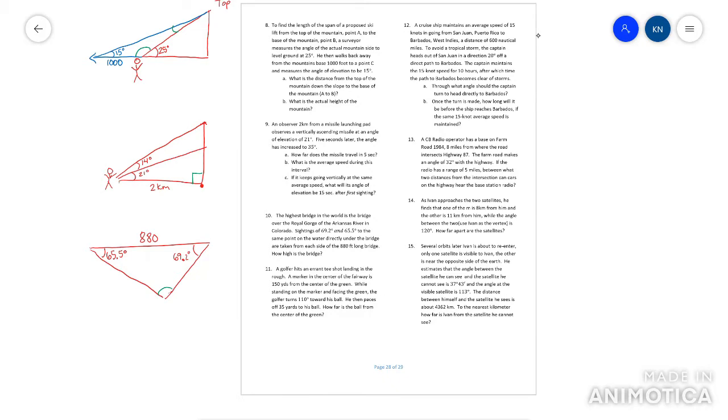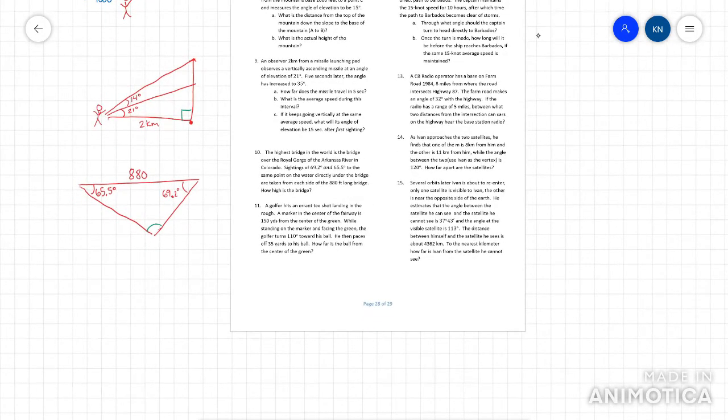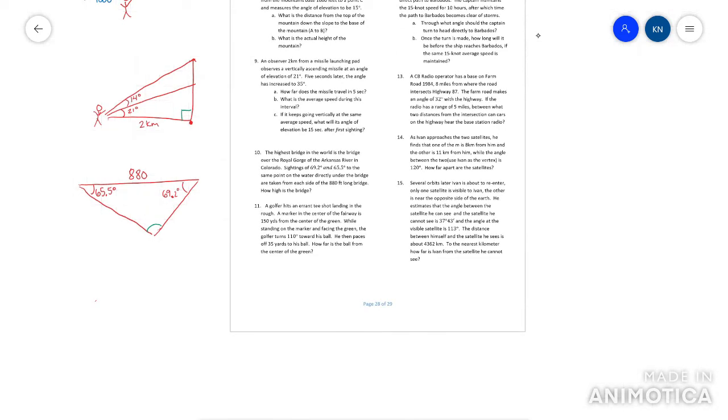All right, next one. Golfer hits an errant tee shot. So I teed off and it didn't go well, and it landed here. I want to make it look a little nicer. It lands here. Okay, now I was trying to go to the green, G. I'm trying to go here. But I see that there's this marker away from the green here. Here's the marker. So this is what my triangle is going to look like. And basically the marker is 150 yards from the green. So I know this is 150.